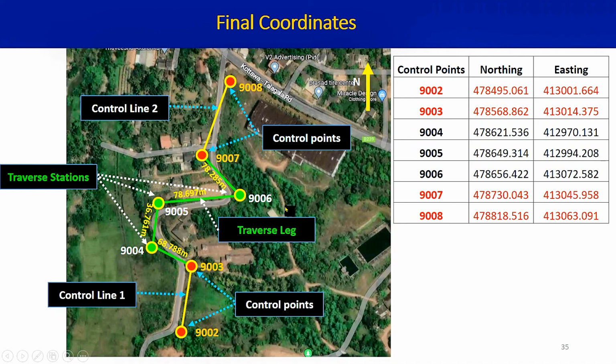Thereafter what we need to do is orient the instrument at these traverse stations, or the secondary control points, and collect the details with respect to the calculated coordinates. So that is how we do a closed link traverse.